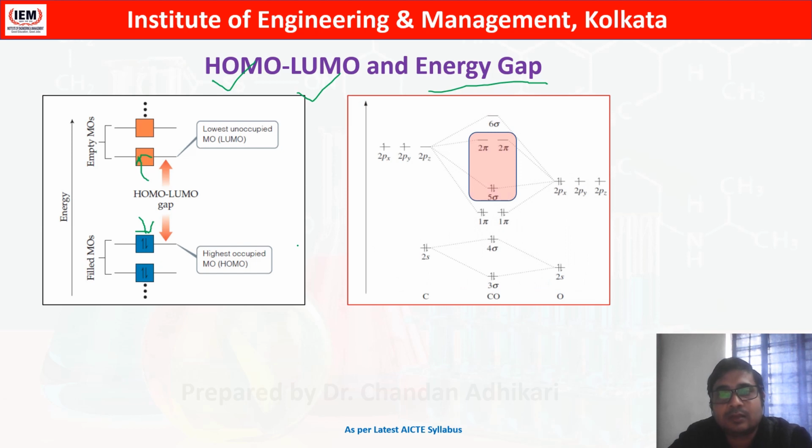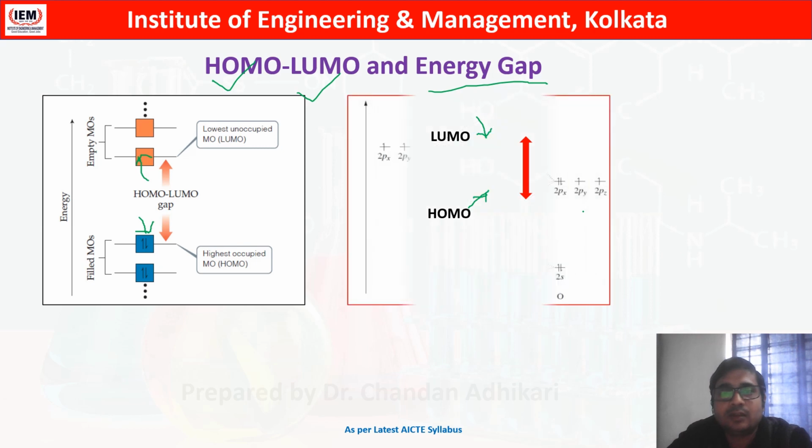Right. So let us take an example. Let's say this is an MO diagram for carbon monoxide. We'll discuss it later on. So this is the LUMO, lowest unoccupied. In this case, this is the LUMO, because it is unoccupied and lowest in energy. That's why it is the lowest unoccupied molecular orbital. And this is the HOMO, because it is occupied and highest in energy. So what will be your HOMO-LUMO gap? This is the HOMO-LUMO energy gap, 5 sigma and 2 pi, because this is the energy gap between the highest occupied molecular orbital and the lowest unoccupied molecular orbital. This is also called energy gap, right?